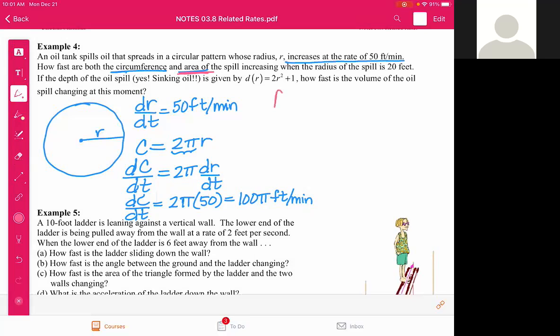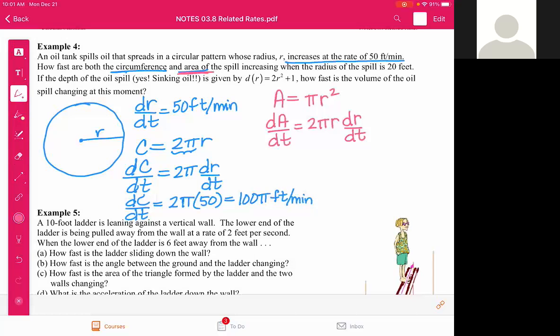So the area is the area of a circle, and we know that that is pi r squared. So when you take the derivative of that, dA/dt equals, take the derivative of pi r squared, right? So bring the 2 out in front, 2 pi r dr/dt. Don't forget to do it implicitly, because this is with respect to time.